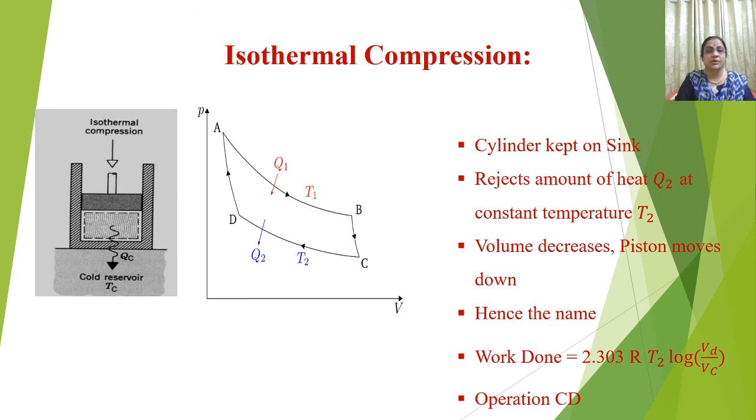Now let us move to the third operation, that is isothermal compression. Working substance is now kept on the cold reservoir or sink. The piston moves inside. Heat is rejected to the sink. Q2 is the amount of heat rejected at constant temperature T2. As the piston moves inside, therefore, the working substance gets compressed. Its volume decreases.